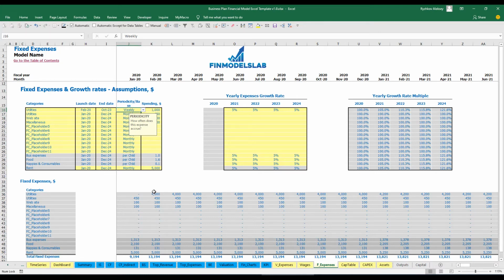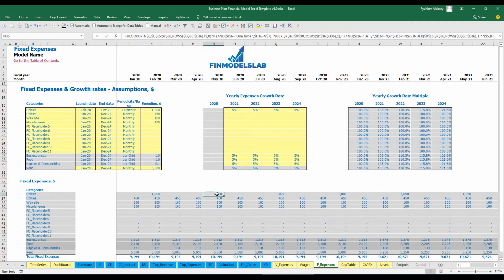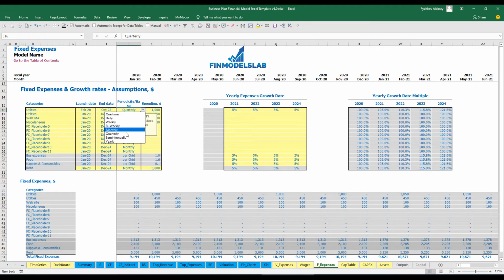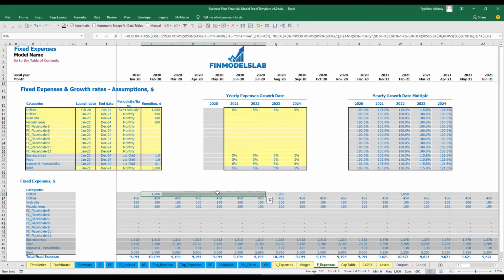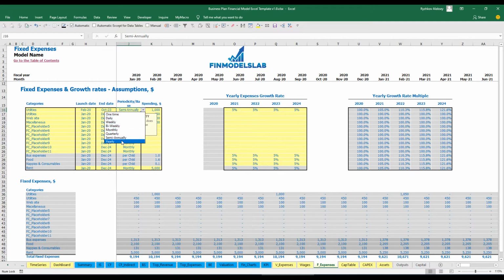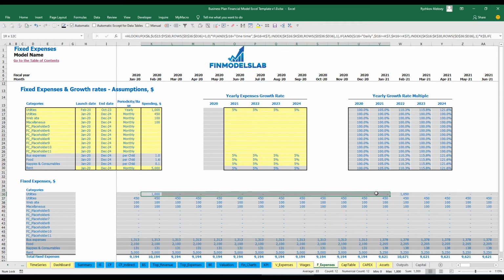If you select weekly, it will show you 4 payments each month. So 4 multiplied by 1000 is 4000. If you select bi-weekly, you will have 2 payments per month, which is 2000. If you select monthly, it will be 1000. In quarterly, you will have 1000 each quarter, starting from February. If you select semi-annually, you will have 1000 each half a year. And the last option is yearly, you will have 1000 once per year.